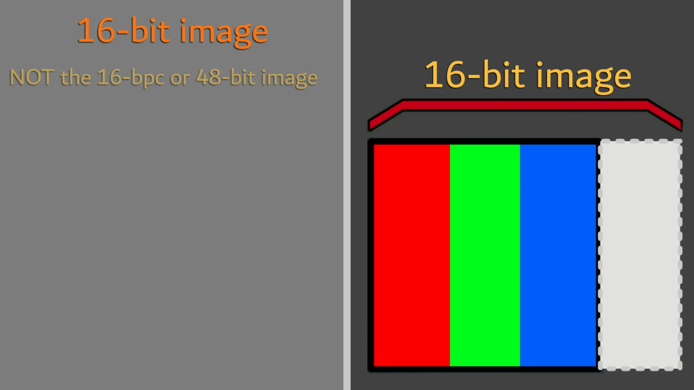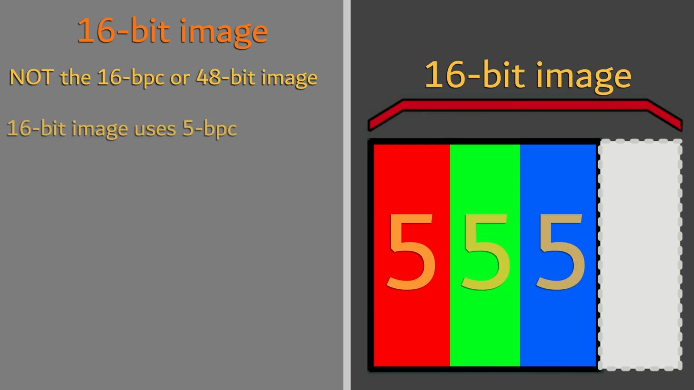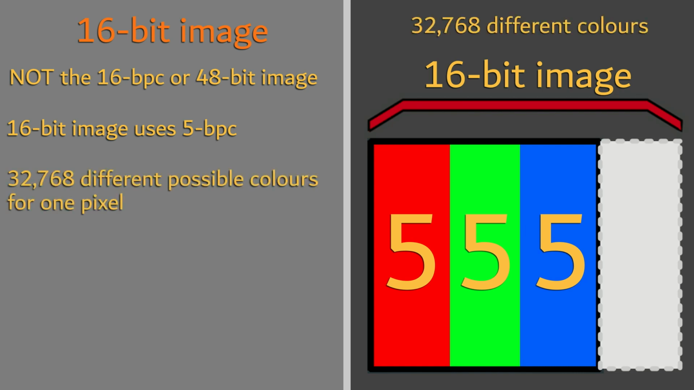The first bit depth is the 16-bit image, not to be confused with the 16 bits per channel or 48-bit image. The 16-bit image refers to an image that utilizes 5 bits per channel. Via the same calculations done in the previous video, this results in a grand total of roughly 33,000 different colors for a single pixel. However, you have likely noticed by now that 5 bits across 3 channels only adds up to 15 bits total. But how can that be in a 16-bit image?